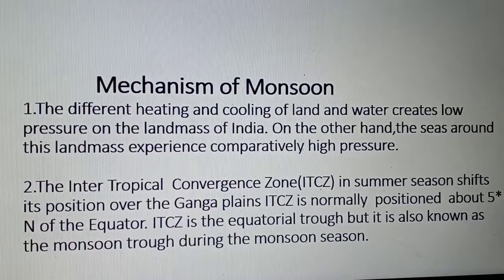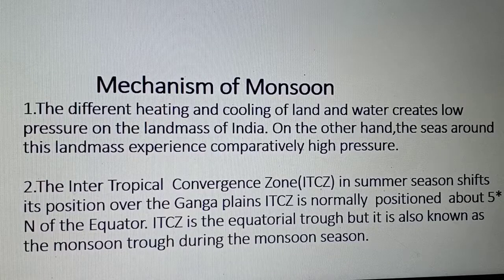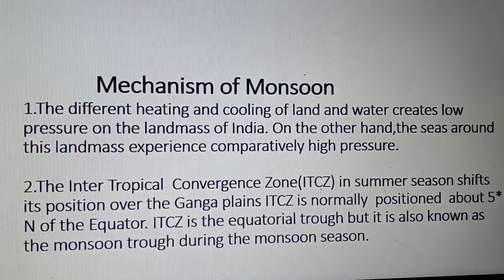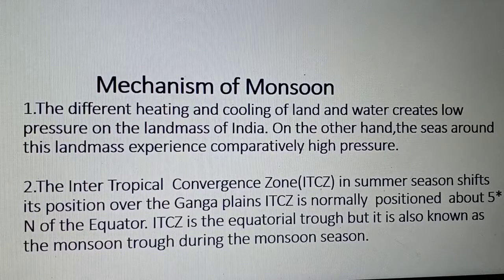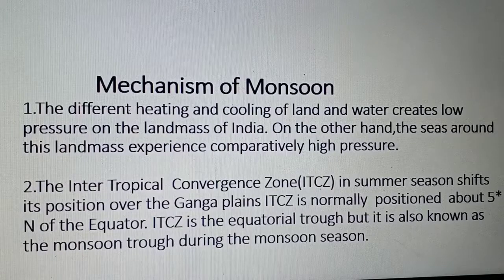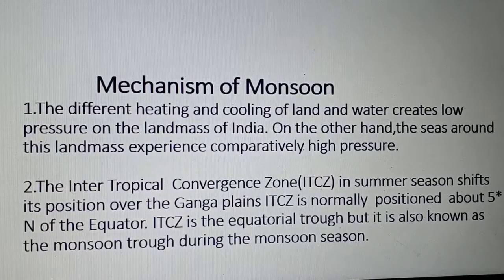ITCZ, the sun rays shift their position to the Ganga plain, and the ITCZ is normally positioned about 5 degrees north of the equator, above the equator, and then 5 degrees below the equator. The ITCZ is the equatorial trough, but it is also known as the monsoon trough during the monsoon season, and it creates low pressure on the Ganga plain. With the help of the ITCZ we can find the monsoon of our country.